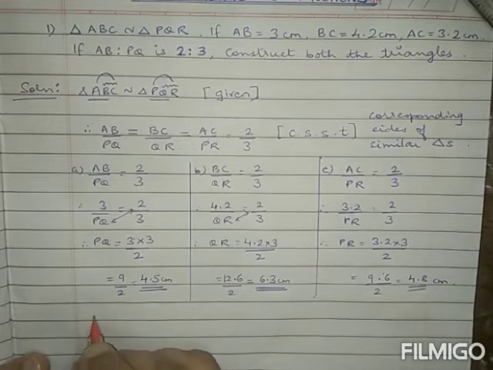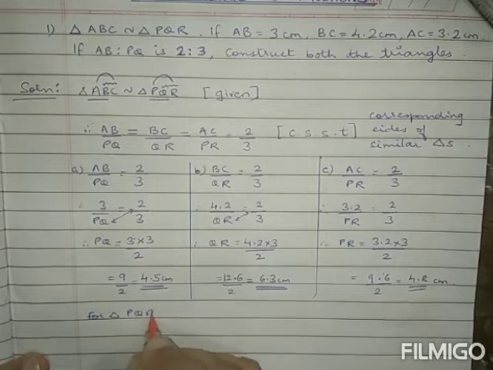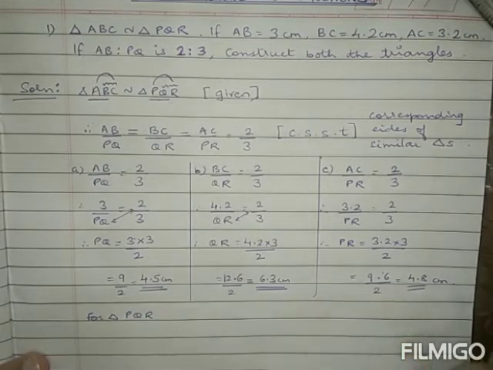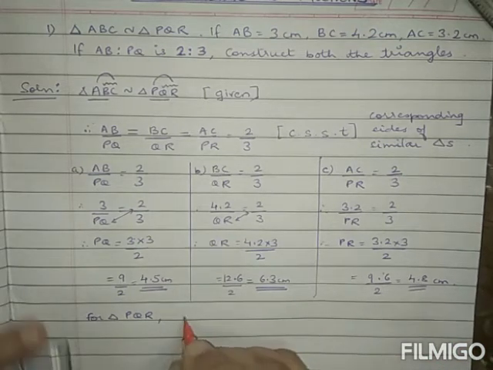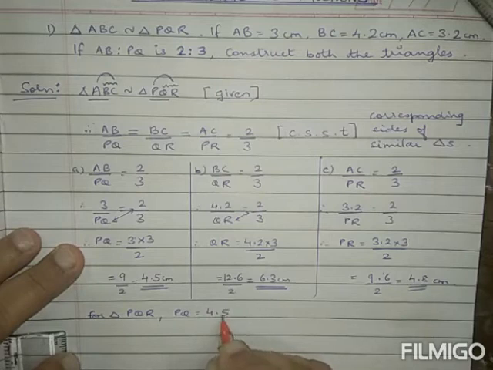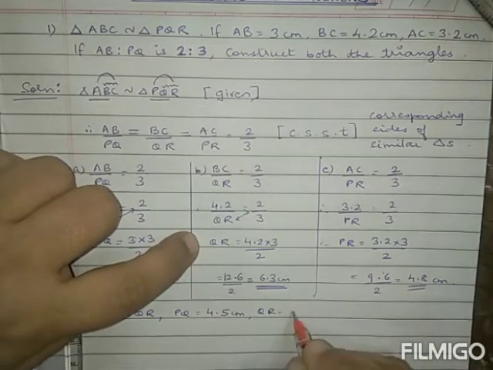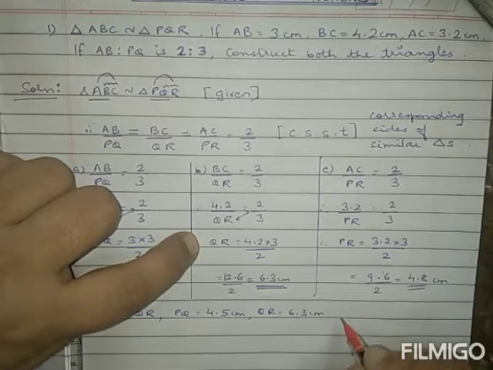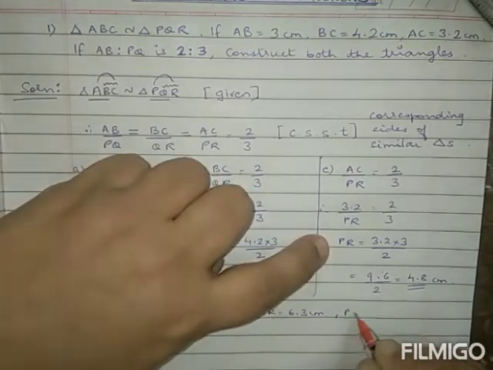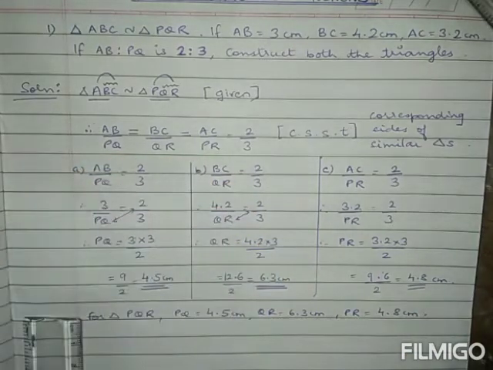So for triangle PQR, that is a new triangle, the measurements we found out just now. For triangle PQR, let us write this down. PQ equal to 4.5 centimeter, QR equal to 6.3 centimeter, and PR equal to 4.8 centimeter.